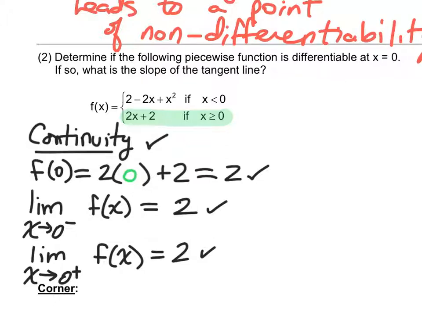So we know we have continuity, right? So I said earlier that if a function is not continuous, then it won't be differentiable. But just because it is continuous does not automatically mean that it's differentiable. So now I have to test for differentiability, basically doing the same exact thing, but with the derivative function. So what I'm going to do is figure out f prime of x.